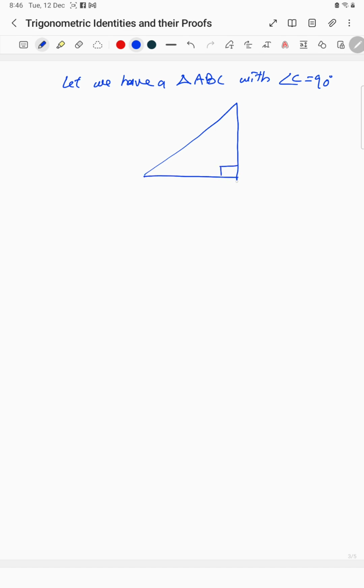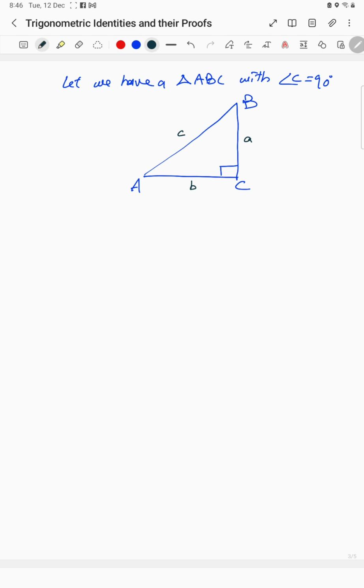Now guys, as we have to prove the trigonometric identities, before we prove it, let's take a triangle ABC with angle C at right angle. This is angle C. Here suppose A, here suppose B. The side opposite to A is small a, and the sides opposite to B and C are small b and small c.